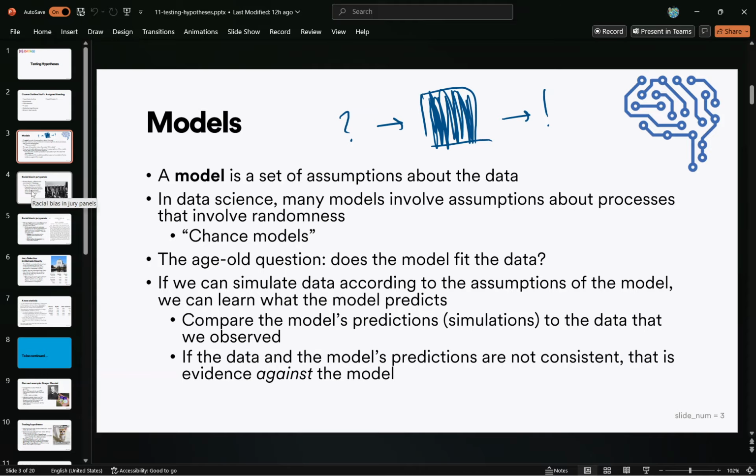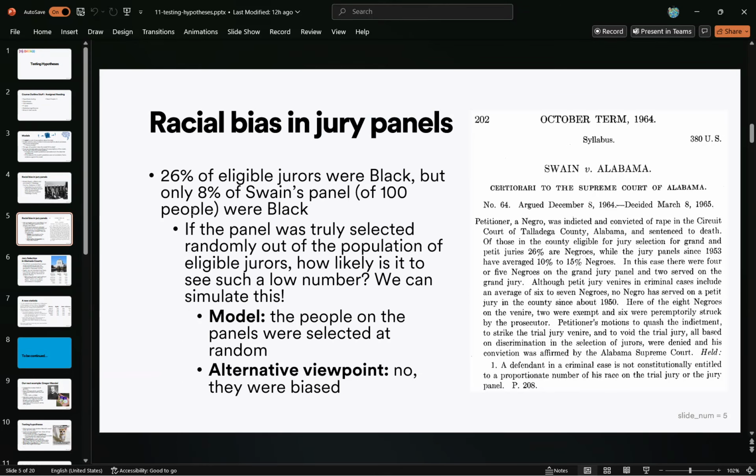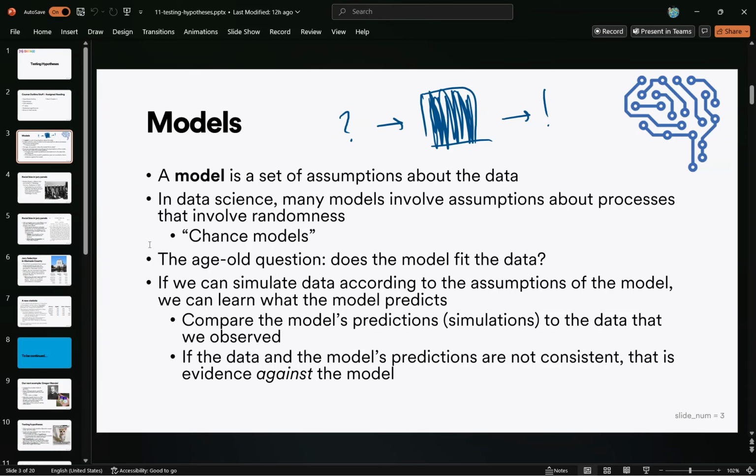Like, when we were doing this jury trial, 26% of the jurors were black. That's the model, and that's what people should have been chosen from, right? But we discovered that there were some issues there. So yeah, models are important. We can use them to simulate stuff. And the question is, this model that I've come up with, does it fit the data that I see? Because the model is usually some simplified version of things, or what you hope it to be. So here's kind of how we simulate it.